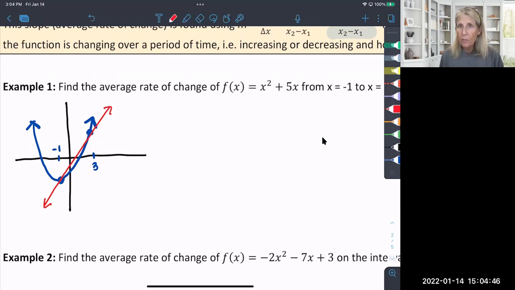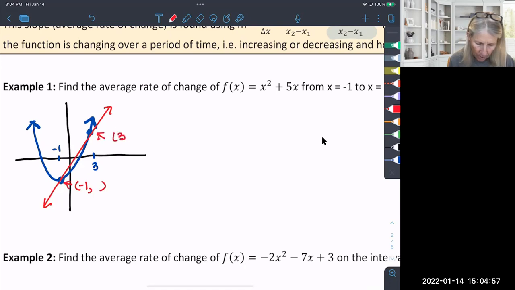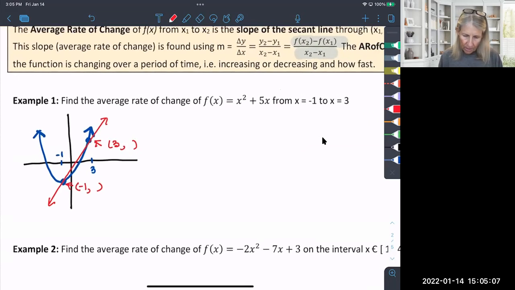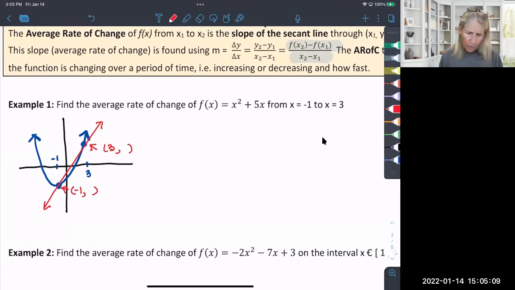In order to get this slope, I'm going to have to get the ordered pairs. I'll have to get the y value that goes with this x value and the y value that goes with the other x value, and then run them in my slope formula. That's where I'm headed. Maybe I'll label these ordered pairs. It doesn't matter which way I label them, but let's call x1 is -1 and x2 is 3.